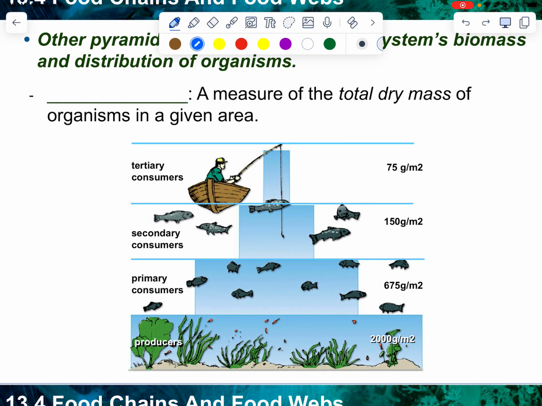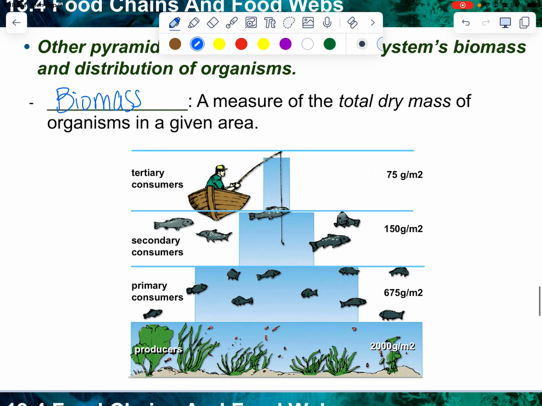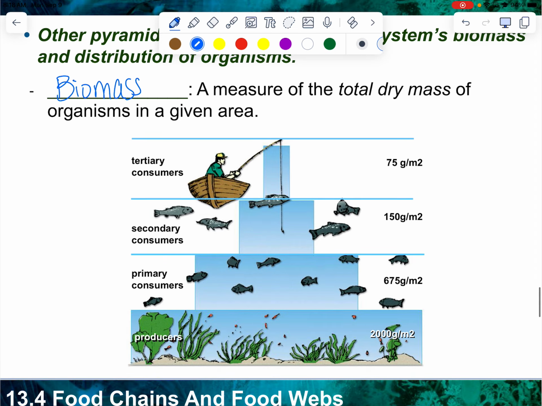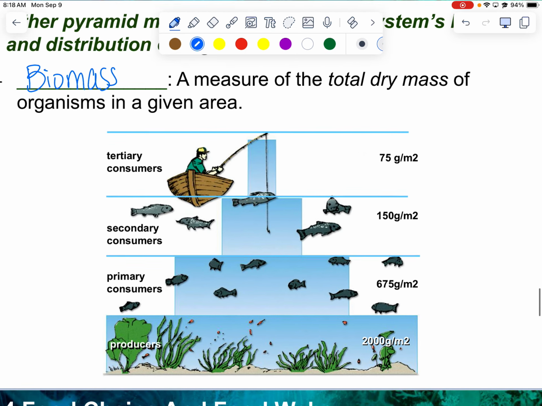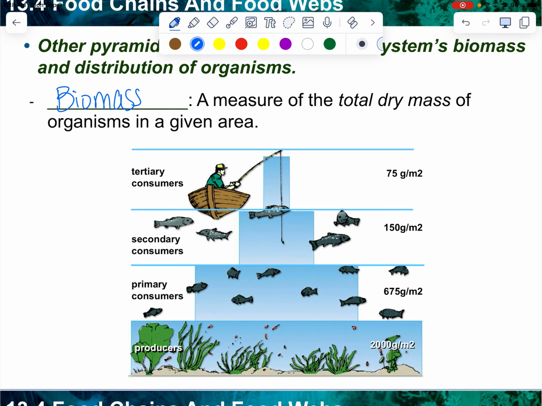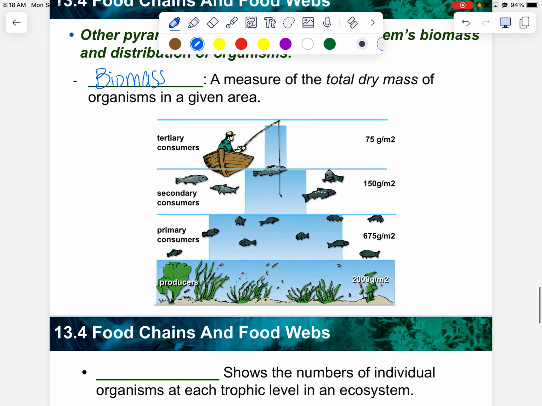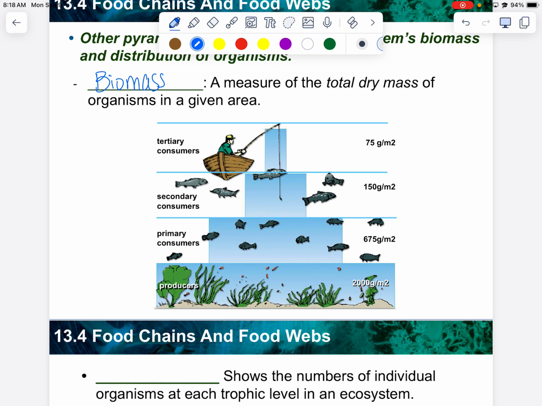Okay, so last but not least, biomass. Biomass is a measure of the total dry mass of the organisms in a given area. So you're going to have more biomass at the bottom, and as you go up the pyramid, it decreases. So that's why you have to consume more of those animals as you go up the pyramid. Okay, so just take a look at the numbers. 2,000, 675, 150, 75. So as we go up, the amount of biomass decreases.